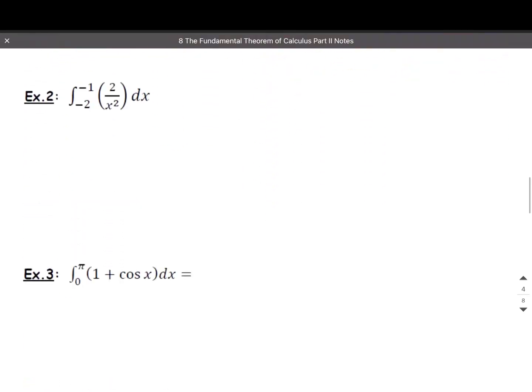So here we go. We're going to do the integral from -2 to -1 of 2 over x squared dx. Now, the first thing I would suggest, rewrite this as 2 times x to what exponent? -2. That's right, the negative will bring it out of the denominator. Now we're ready for our antiderivative.